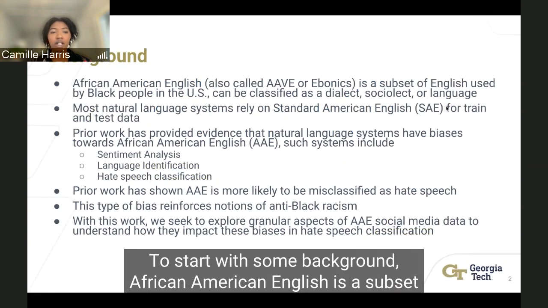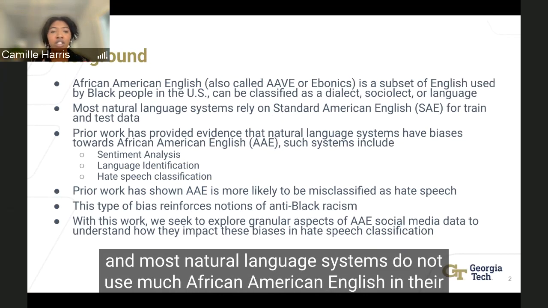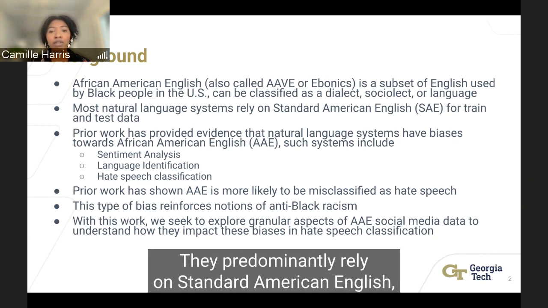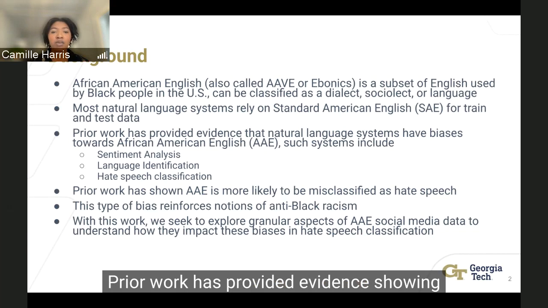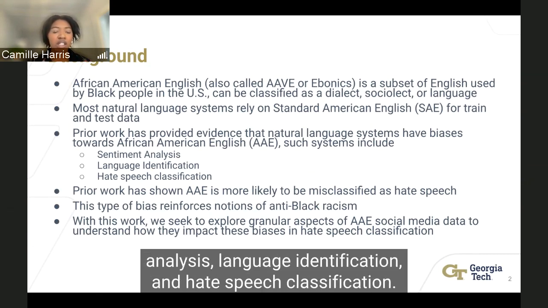To start with some background, African American English is a subset of English used by many Black people in the United States. And most natural language systems do not use much African American English in their training or in their machine learning pipeline. They predominantly rely on Standard American English, which is the dialect most common amongst white Americans. Prior work has provided evidence showing natural language systems have biases towards African American English. This has been found for sentiment analysis, language identification, and hate speech classification.